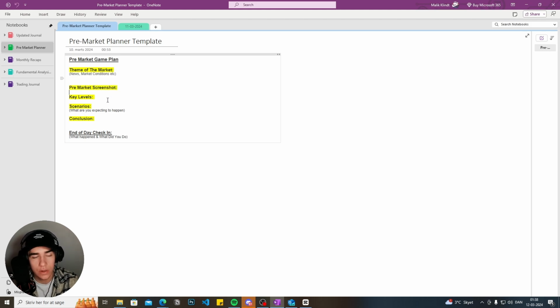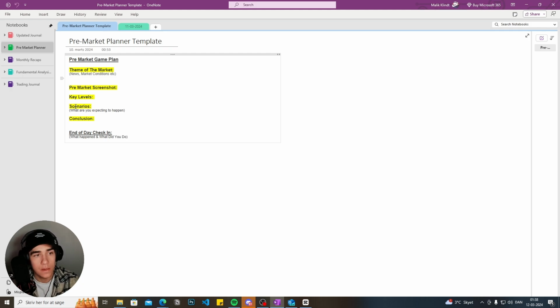You just post a screenshot of pre-market. Then you write down your key levels. Say there is a specific fair value gap that I am expecting a reaction off of. I would write that down. That could also be a level of support or resistance or demand zone or supply zone, whatever you're trading, right?